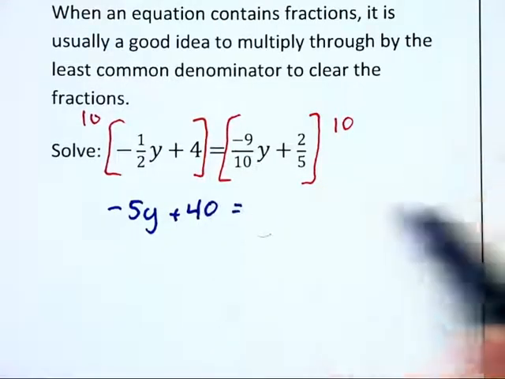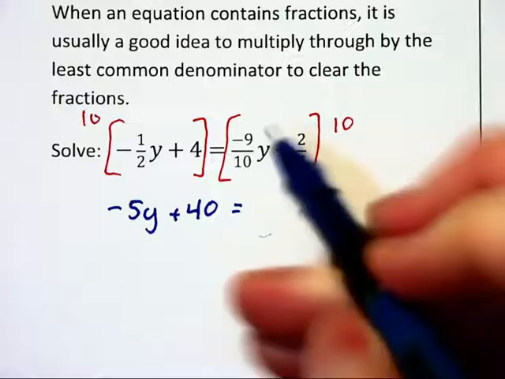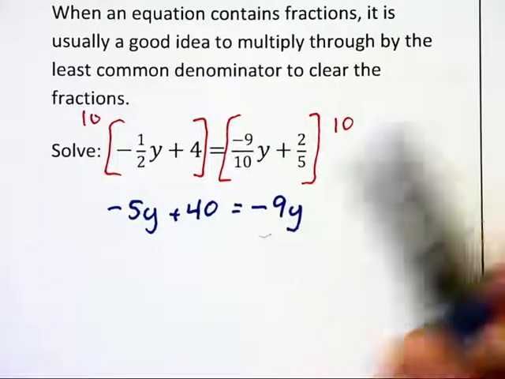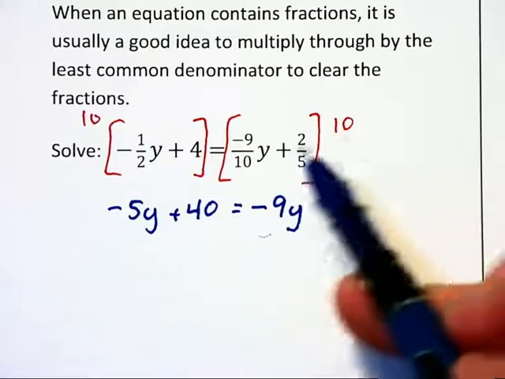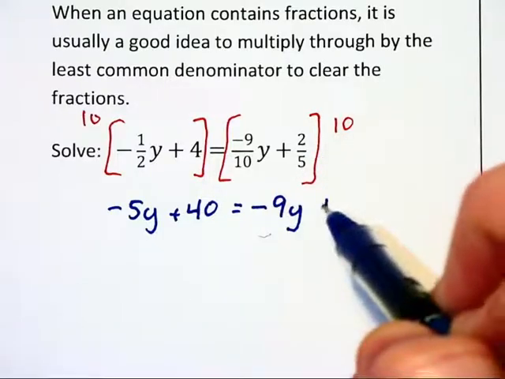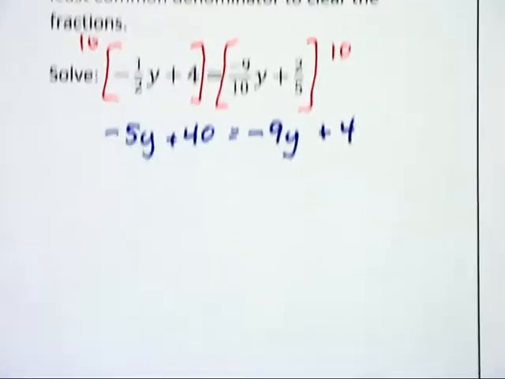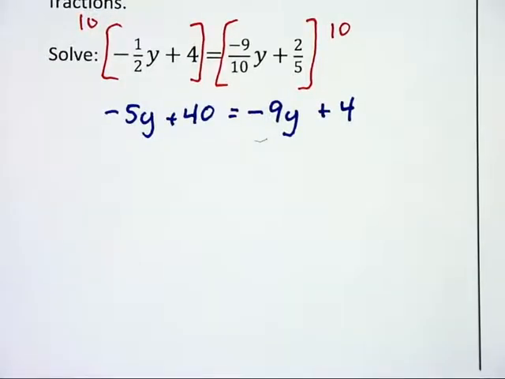Goodbye fractions. On the right, the 10s will cancel when you do the first part of the distribution, leaving negative 9y. And then 10 times 2/5 is 20 over 5, which is 4. So I've cleared the fractions. There are no parentheses to distribute. There are no like terms to combine on each side of the equation.